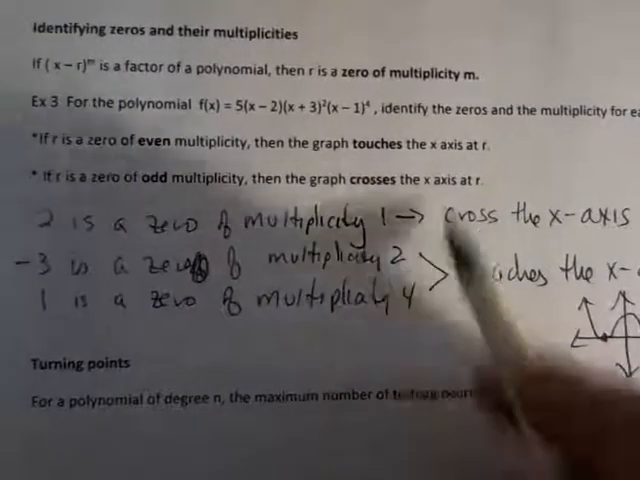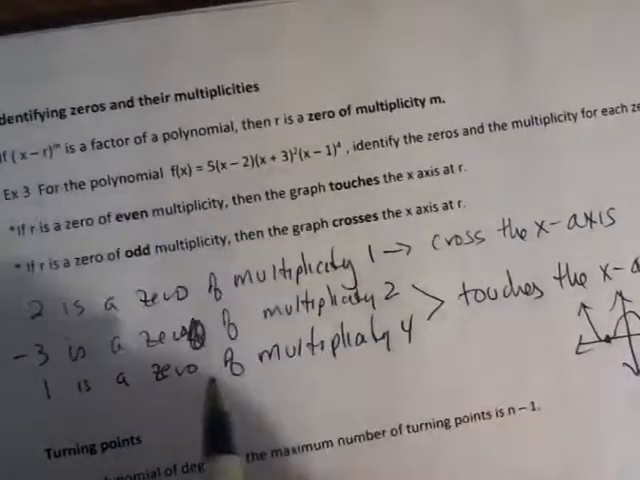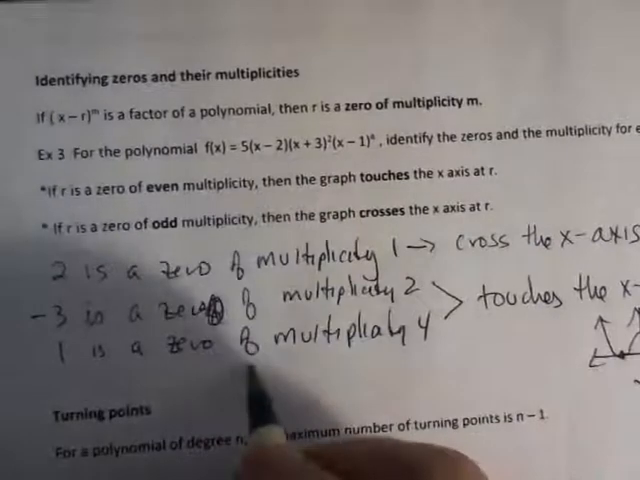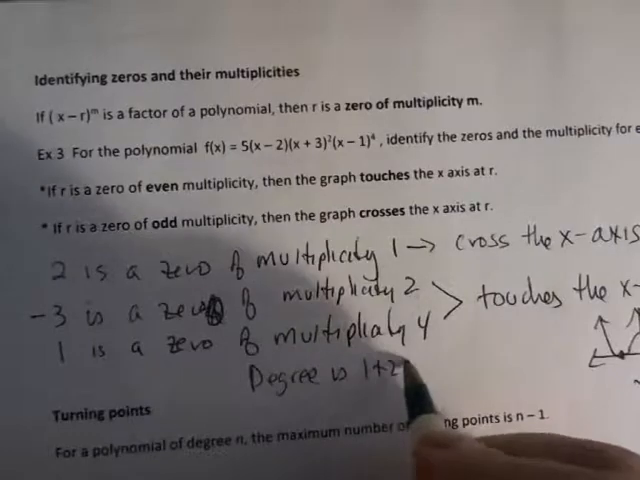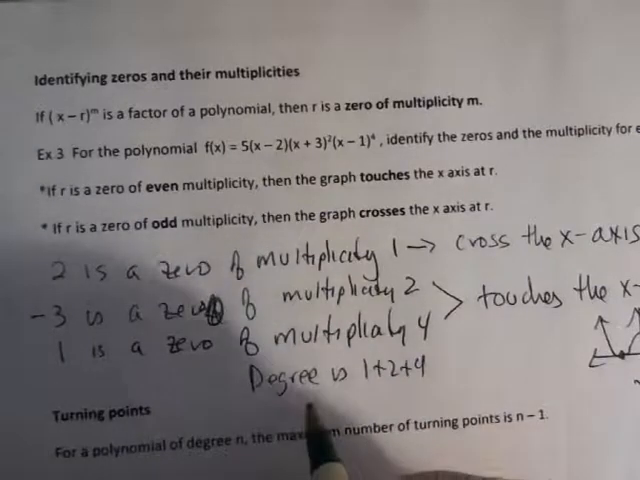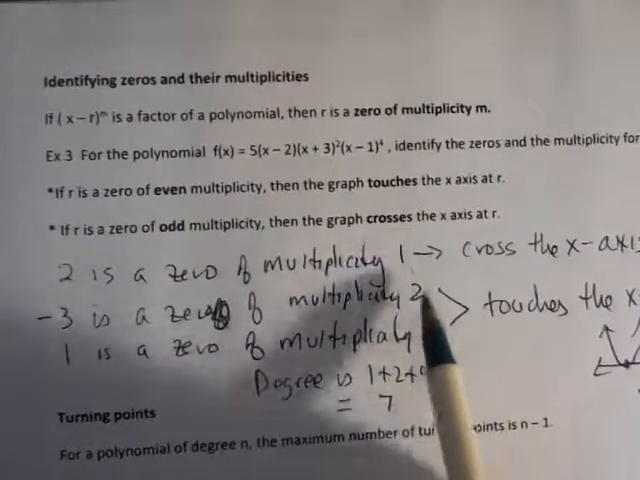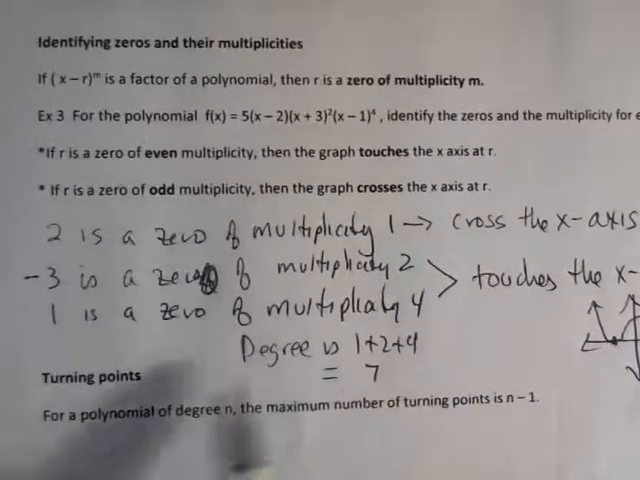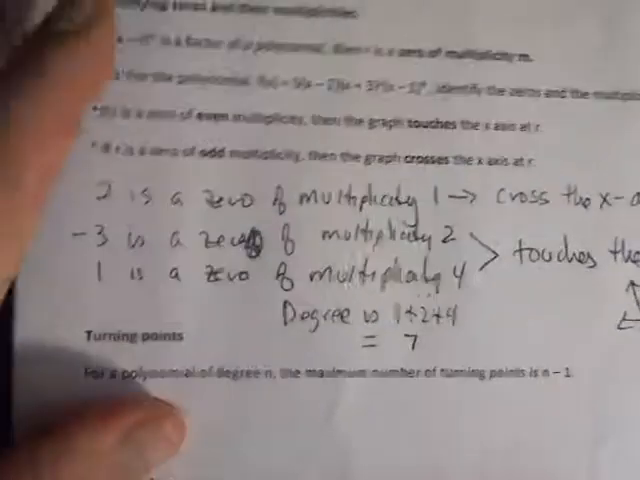We can also get some other information based on what we know here. One thing I know for this particular polynomial, I'm still looking at this one, is my degree is 1 plus 2 plus 4, which is 7. That would be my degree. So you add the exponents to get your degree. We need to know this number here for the next two items we're going to talk about.